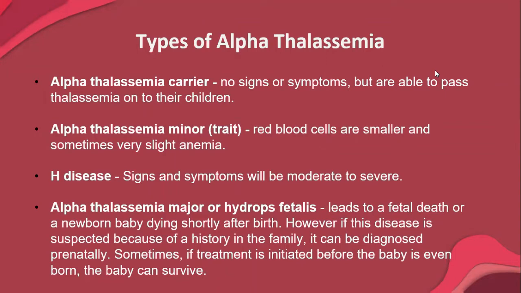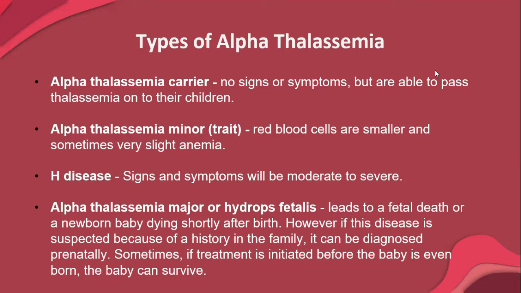But for an alpha thalassemia carrier, it is where only one gene is missing. So usually there are no signs or symptoms, but they are able to pass down the thalassemia to their children. For thalassemia minor or trait, it is where RBCs are smaller and there is sometimes very slight anemia. This is where two genes are missing.